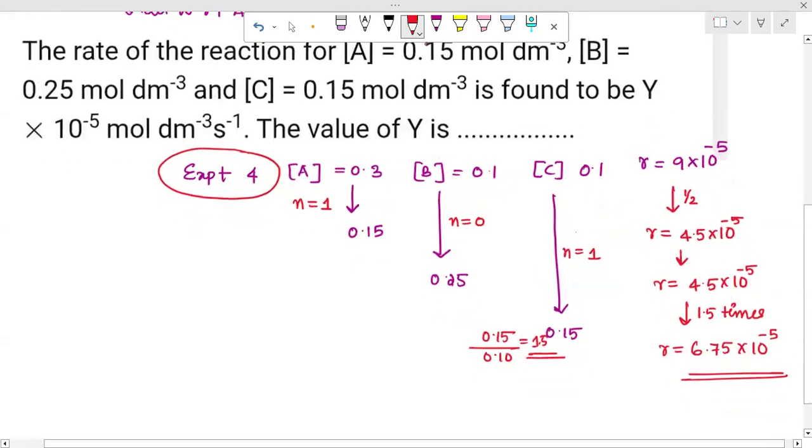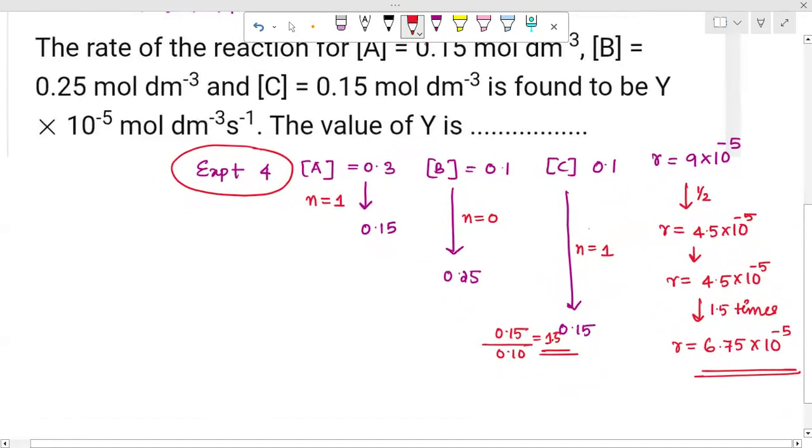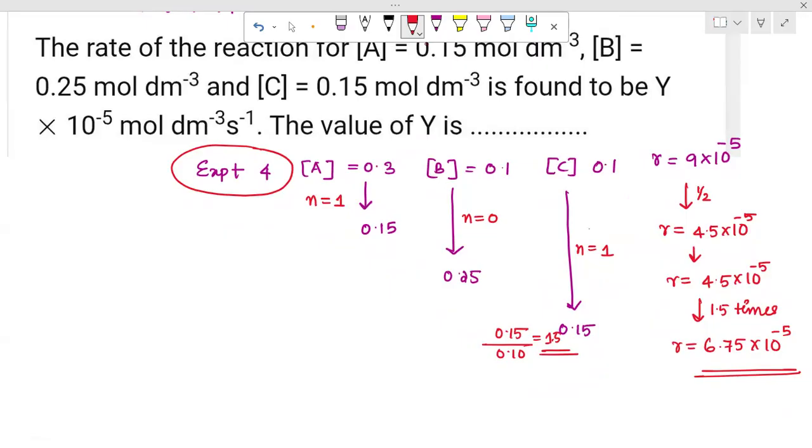Correct? Now what is the question? You have to find the rate, which is Y into 10 to the power minus 5 moles per liter per second. And you have got the value of Y as 6.75. So the correct answer to this question is 6.7. It's a very easy question and it is conceptually built.